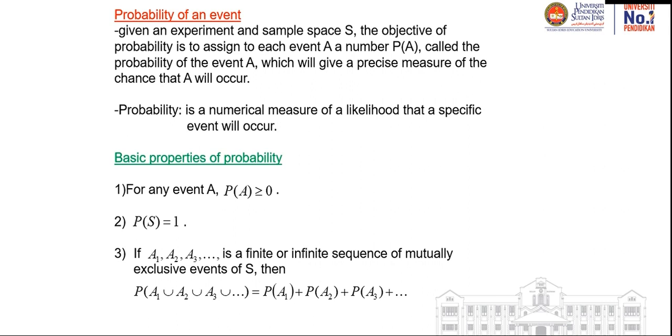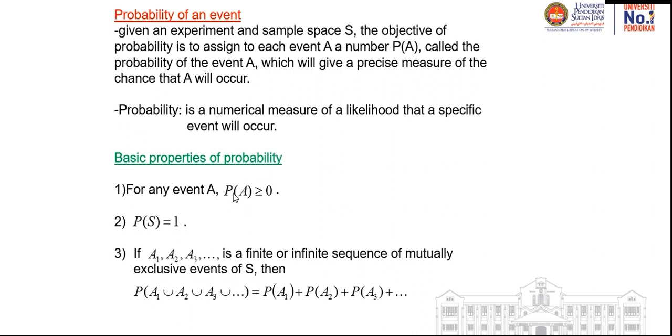Okay, next part is about probability of an event. By definition, probability is a numerical measure of a likelihood that a specific event will occur. If you have event A, so P(A) represents probability of event A. If you have B as your event, so P(B) will become probability of event B. Okay, so there are three basic properties of probability, and the first two here are the most important, which is the first one, for any event A, P(A) must always be greater than or equal to 0.